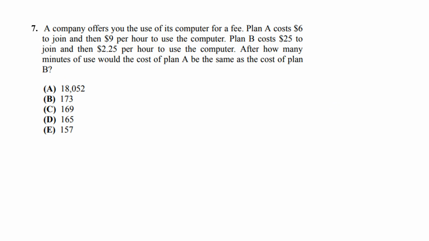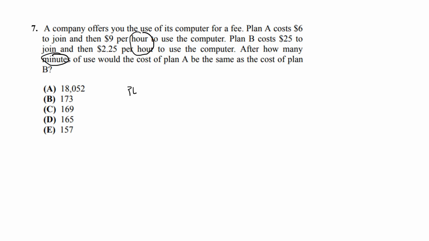Right, in this next question, a company offers you the use of its computer for a fee. Plan A costs $6 to join, then $9 per hour to use the computer. Plan B costs $25 to join, and then $2.25 per hour to use the computer. After how many minutes of use would the cost of Plan A be the same as the cost of Plan B? Okay, so let's just be clear here. They're giving us an hourly rate, and eventually we'll have to convert to minutes. So we'll just keep that in mind.